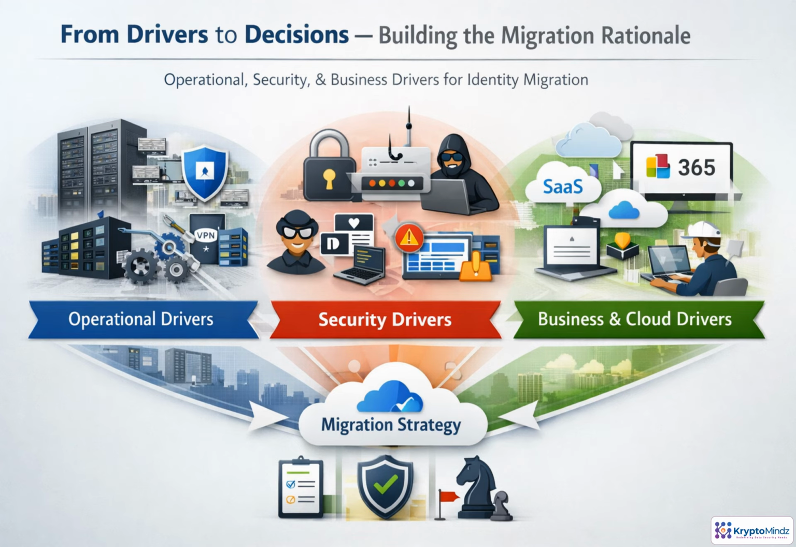A strong migration rationale connects pressure points to concrete decisions. Operational issues such as aging domain controllers, VPN dependence, branch complexity, and support overhead show where the current model is becoming expensive to run. Security issues such as password attacks, legacy authentication, excessive privileges, and weak adaptive controls show where risk is accumulating. Business drivers, including Microsoft 365, SaaS growth, remote work, compliance, and cloud workloads, show where identity needs to enable change. When these drivers are compared by business impact and technical urgency, priorities become clearer. From there, you can sequence work around value, risk reduction, and stakeholder alignment.